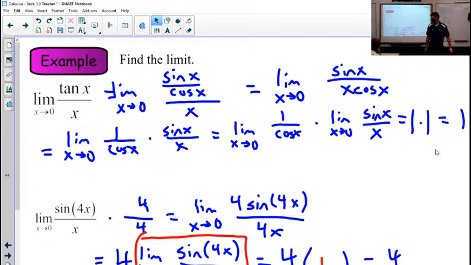I've gotten the answer. So that's your way to turn tangent into sine and cosine.